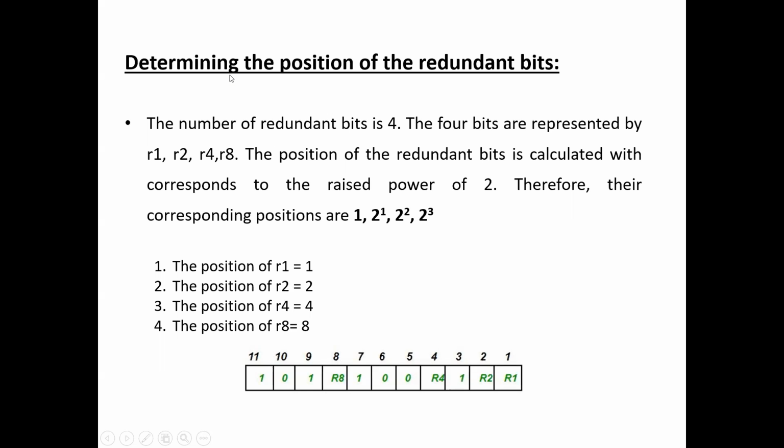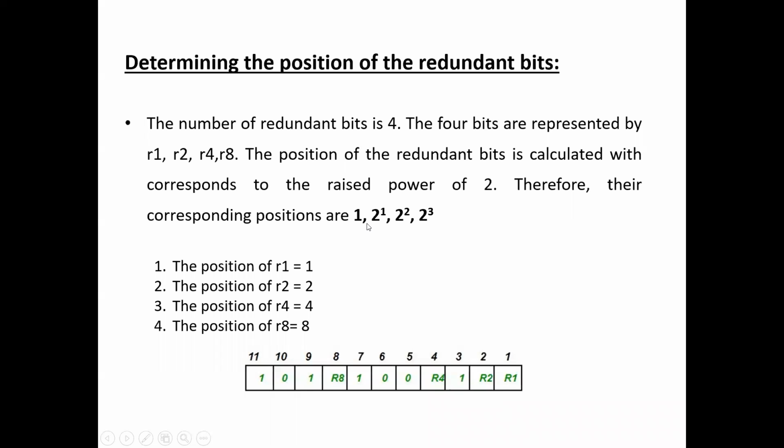So before going on, we now calculate the position of redundant bits. See here, the redundant bits are always in the position at the power of 2. That means the first redundant bit is in the position of 2 power 0, that is 1.